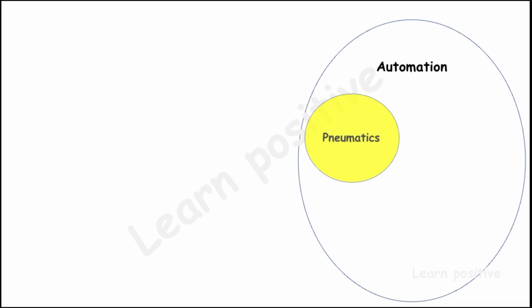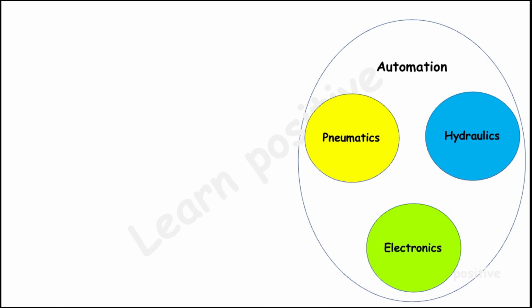So the subject is industrial automation. So we need to know what is automation and what are the sources used for automation. The sources used for automation are pneumatics, hydraulics and electronics. These three are the main elements used for automation. Without these elements we can't bring about automation.